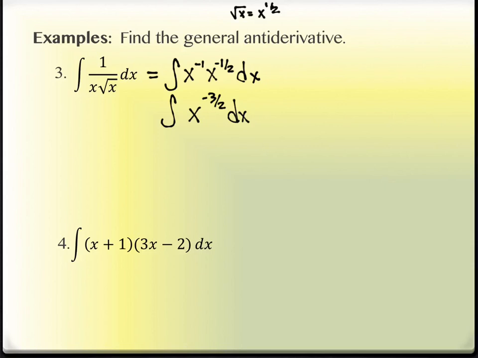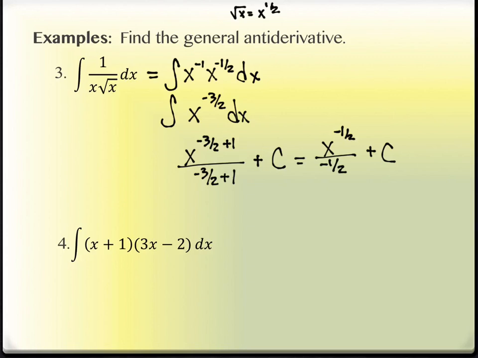And add 1. Okay, so I need to take -3/2, add 1, and then divide by the -3/2 plus 1. Plus c on the end. What is -3/2 plus 1? -1/2. Yep, and we're going to get a square root in a minute here. So this is x to the -1/2. I've still got division by a -1/2 fraction, which is not very nice. And I have plus c.